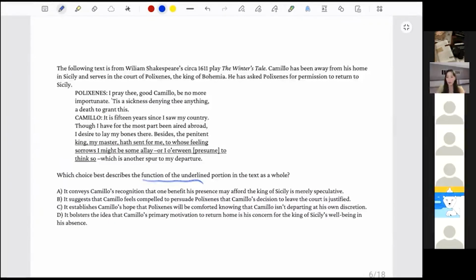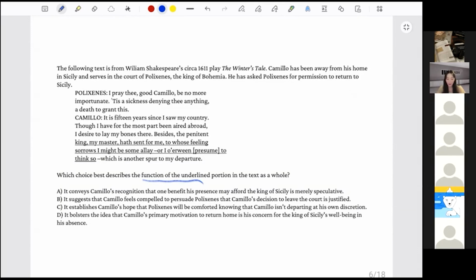I'm going to read the question and all the answer choices out loud. You may follow with your eyes. The following text is from William Shakespeare's circa 1611 play, The Winter's Tale. Camillo has been away from his home in Sicily and serves in the court of Polixenes, the king of Bohemia. He has asked Polixenes for permission to return to Sicily. Polixenes says, "I pray thee, good Camillo, be no more importunate. 'Tis a sickness denying thee anything, a death to grant this."